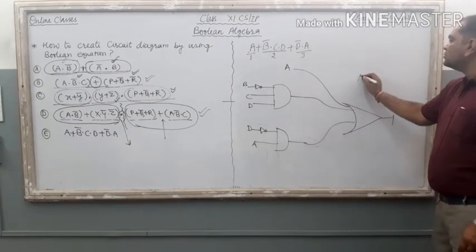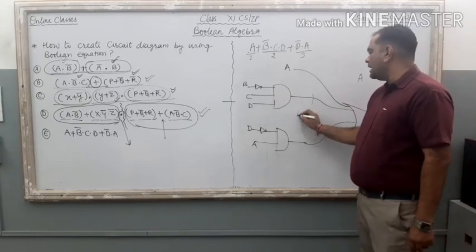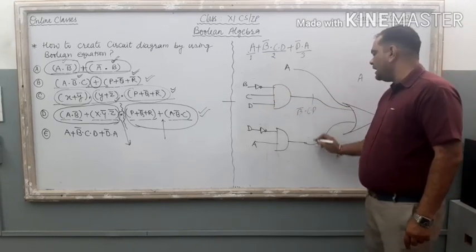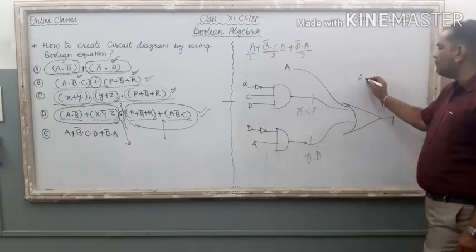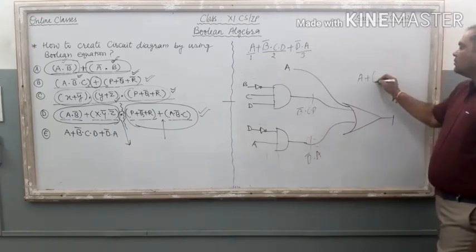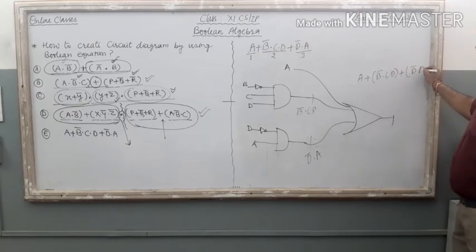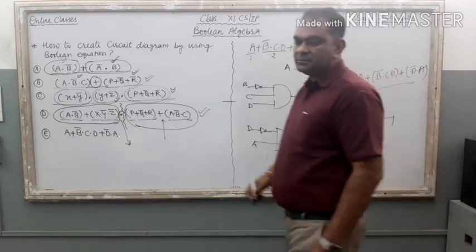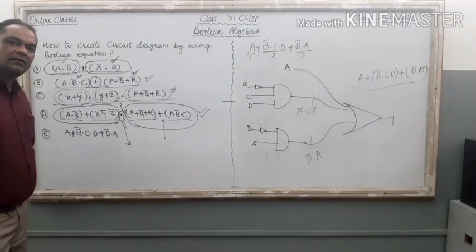Try to find out the resulting equation. First input is A, so A. Second input, what is the output line? Here it is B bar dot C dot D, and the result over here is D bar dot A. When you combine it with plus OR gate, so plus B bar dot C dot D, then plus D bar dot A. The same equation, right? Hope the topic is clear in your mind.